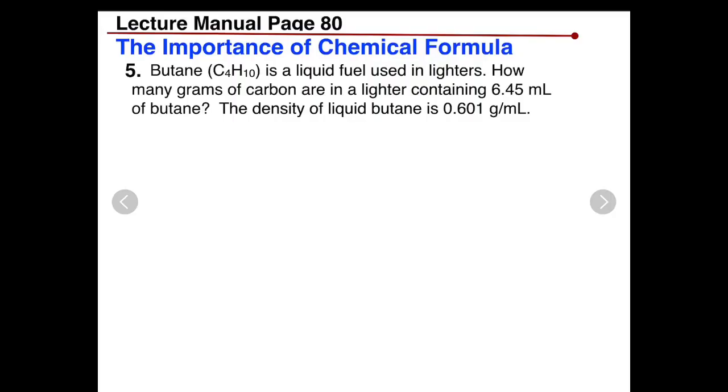Butane is a liquid fuel used in lighters. How many grams of carbon are in a lighter containing 6.45 milliliters of butane? It's giving us the density of liquid butane, which is in grams per milliliter. So in this case, you are going to have to rely on the dimensional analysis that we learned earlier, right? You somehow need to get a certain unit in order to convert to a mole-to-mole ratio and eventually convert to grams of a different species.